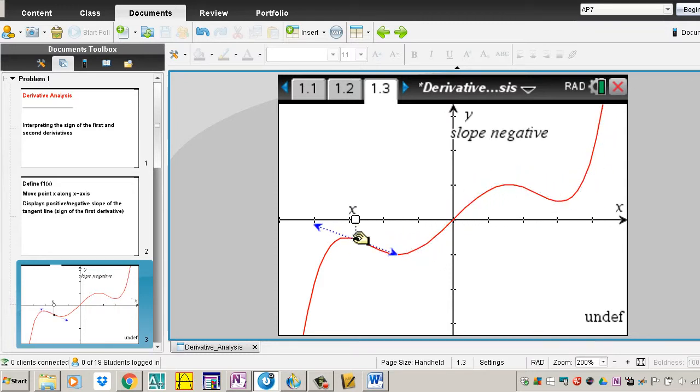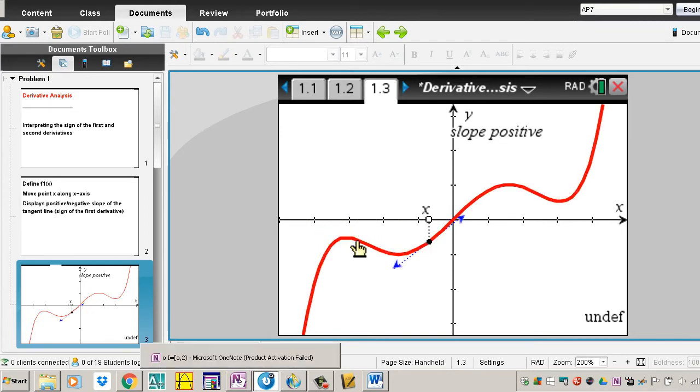Let's go ahead and extend this a little bit further. So when my derivative goes from positive to negative, I attain a maximum. And when my derivative goes from negative to positive, I attain a minimum. So we're going to go ahead and generalize this back in our notes.